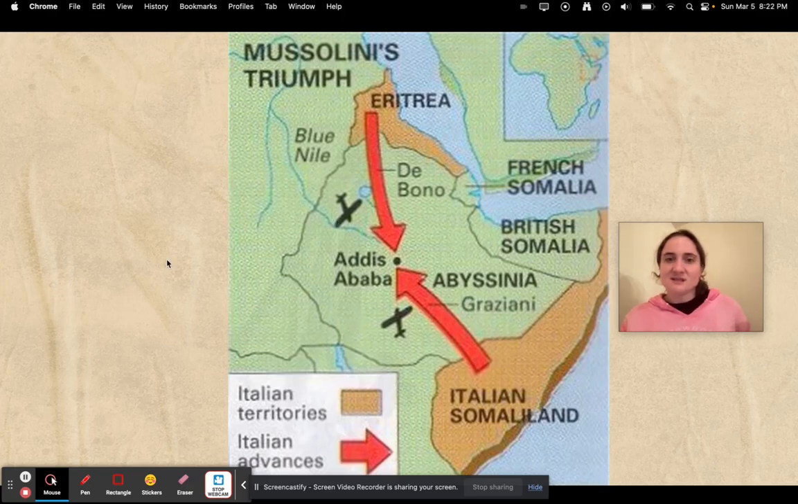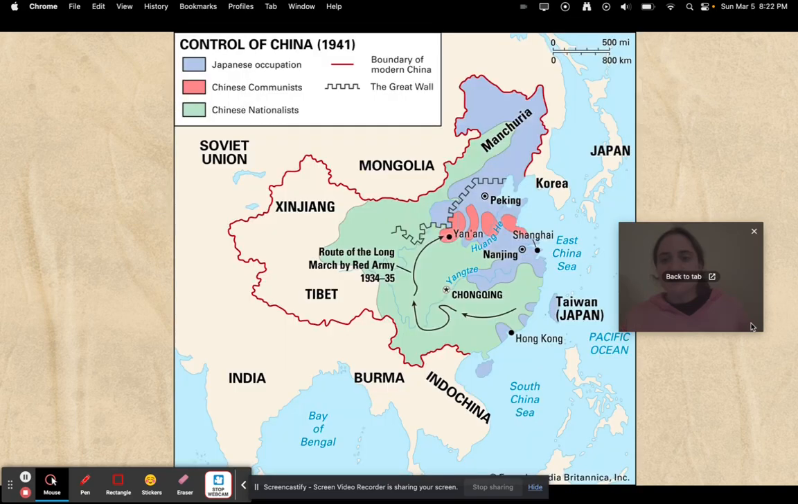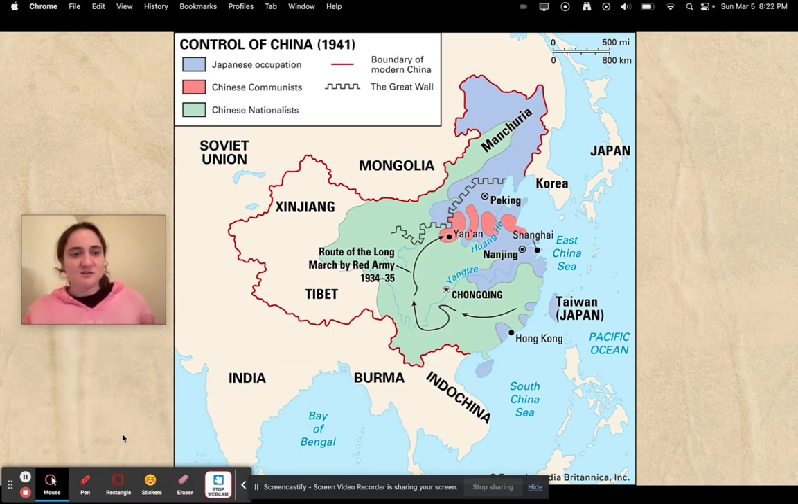All right, so here is a map of Mussolini invading Ethiopia in North Africa. And here's also a map of Japan and what their occupation in China was. So in blue, you can see all the land that Japan occupied in China. And then you can see also what land the Chinese held on to.